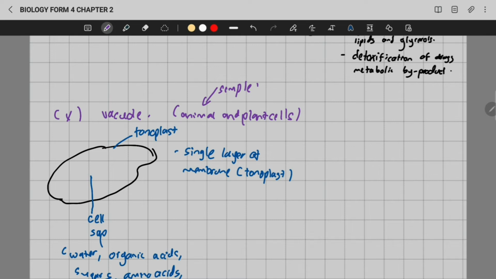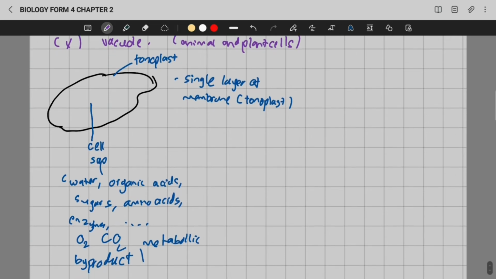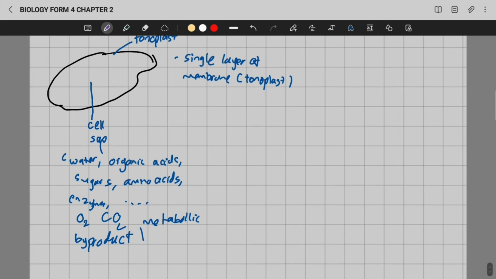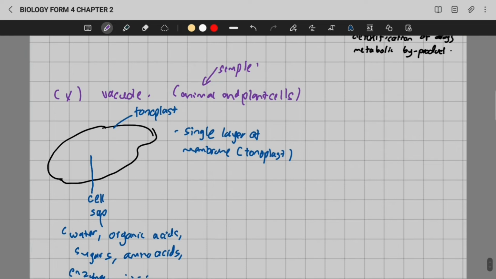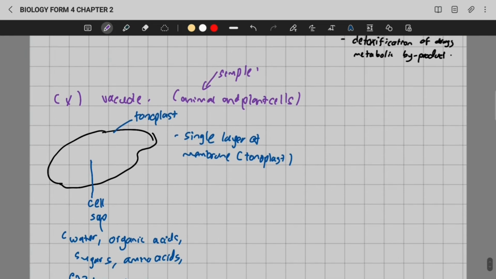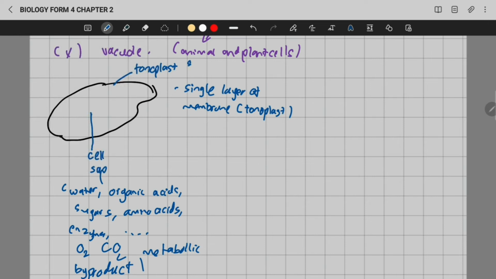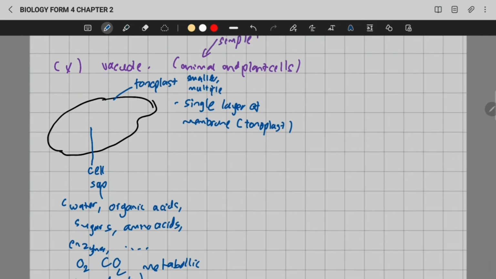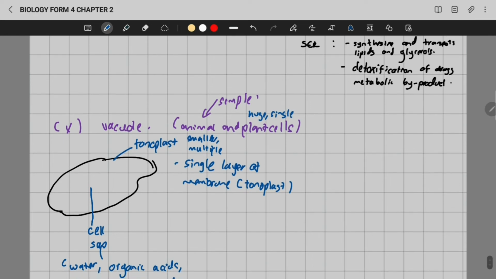But what is the difference between the vacuole in the animal and the plant cell? The plant cell usually has only one vacuole, and the vacuole is very big. It's big enough to store everything. In animal cells, they have multiple vacuoles but smaller in size. So smaller and multiple. But in plant cells, we have the huge singular one. Only one vacuole per plant cell.